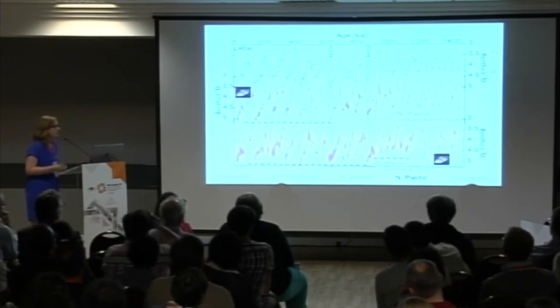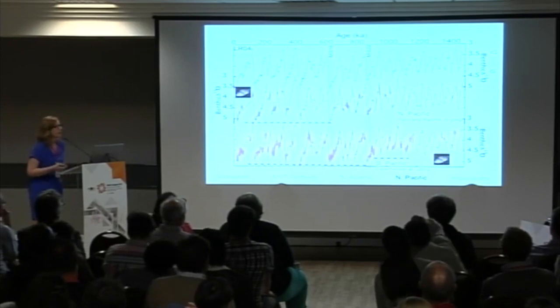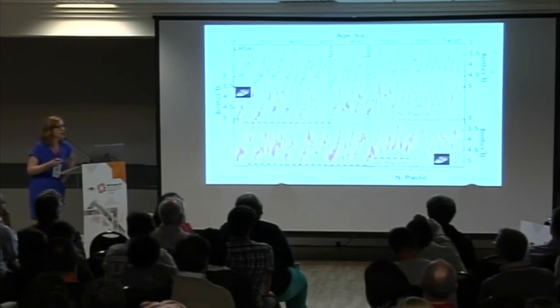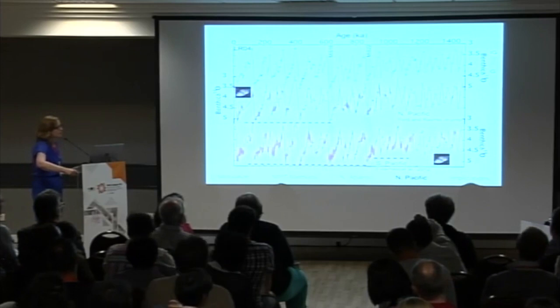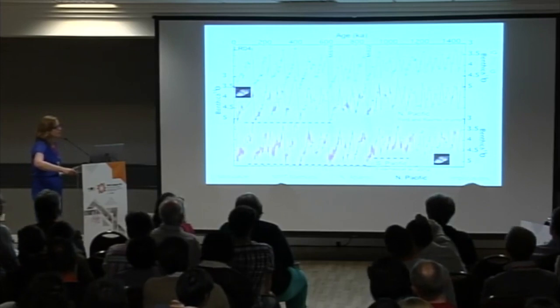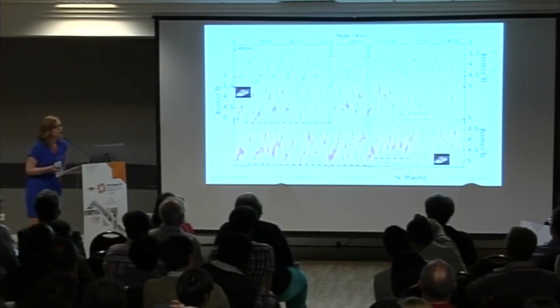If you compare that to the South Pacific record, they're actually different, and this is interesting because they're both in the same basin, but the South Pacific record is relatively stable in the early Pleistocene, and its large step happens at MIS 22.